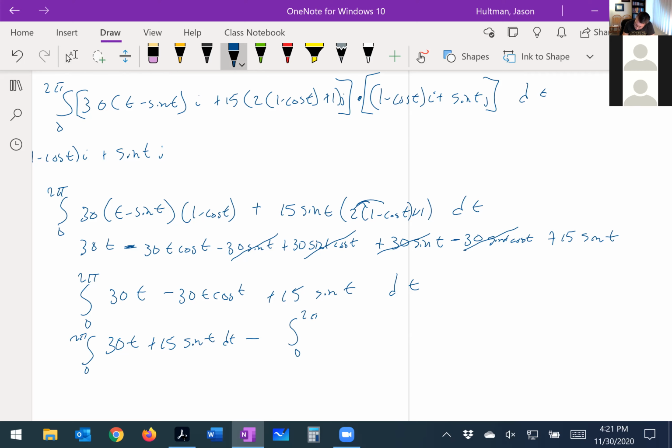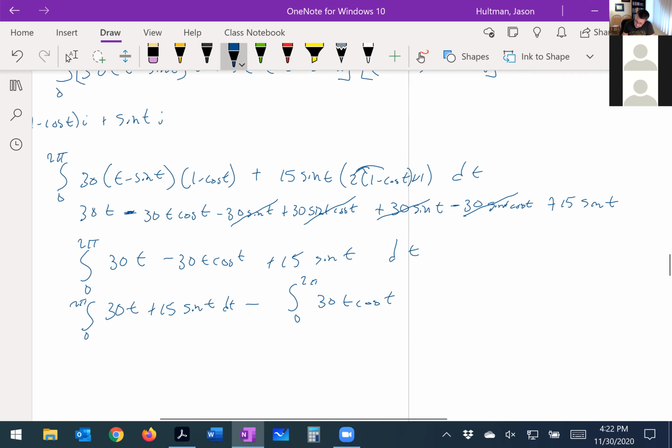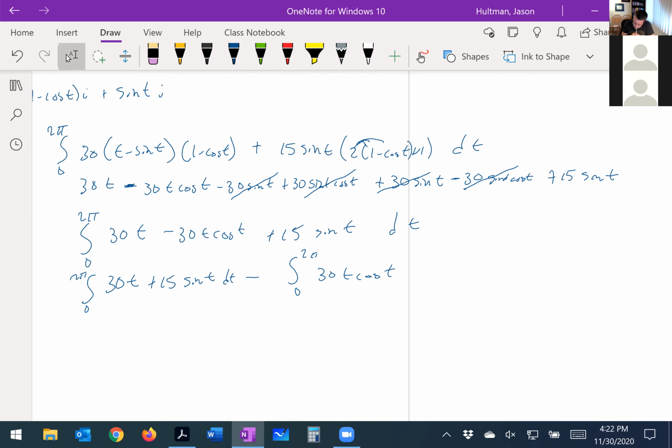And then this is going to be minus 30t cosine t. Why? Because the ones in the front here, those are the easy integrals, right? Those are the easy ones. And the one over here, this is integration by parts. So this is just going to be what, 15t squared, plus or minus 15 cosine t from 0 to 2 pi.